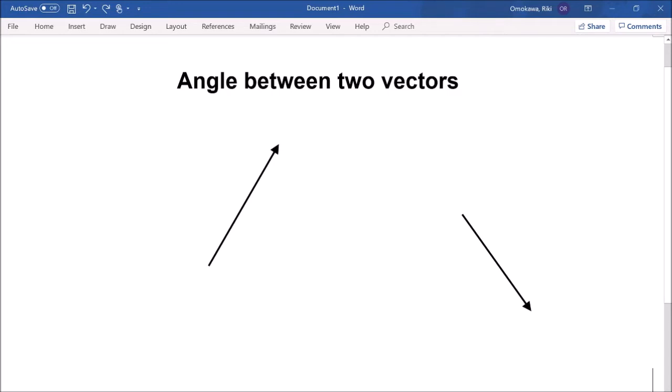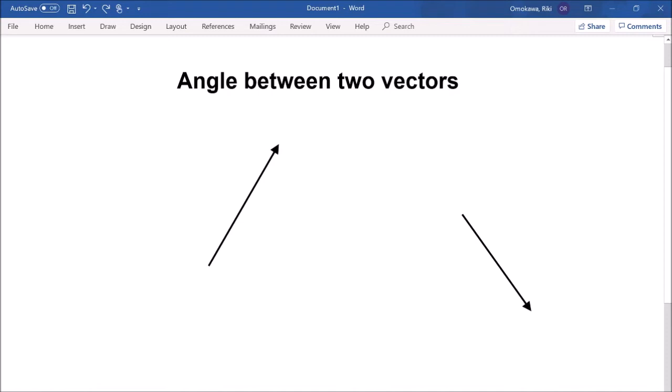So here we've got two vectors. One of them is pointing above and to the right. The other one is pointing below and to the right. And when we're talking about the angle between two vectors, we have to be careful because in general, we draw vectors all over the place, right? When we're sketching a situation, maybe there are multiple objects or multiple forces in the situation.